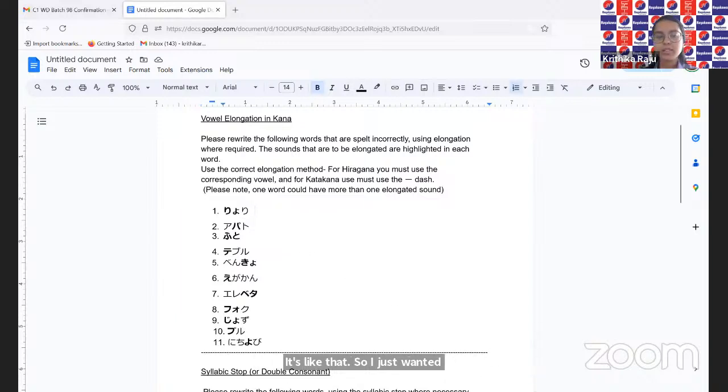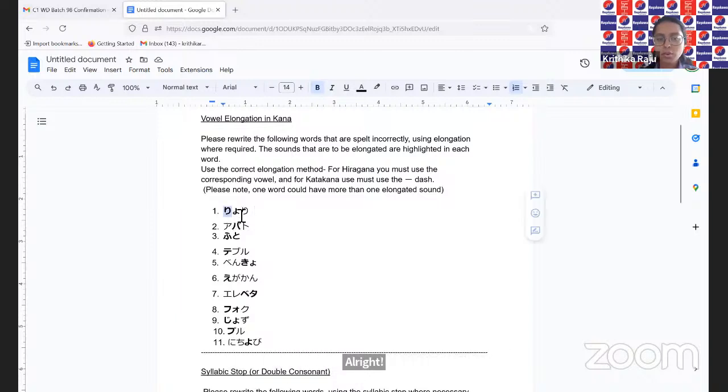Let's look at the first one. So the first word, ryo, is highlighted. For those of you who haven't done this yet, I'll give you until today to finish it. Usually there's a due date and I'd like all of you to submit it by then so I can get started on the corrections, right? So we can all be on the same page.